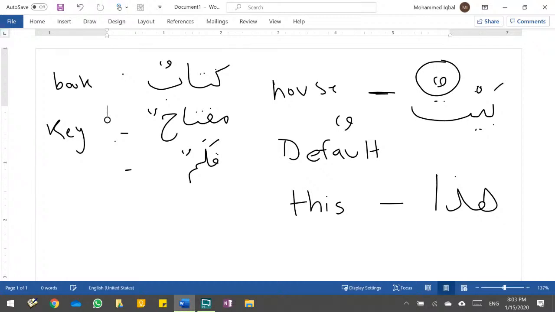Qalamun means pen. In the Quran, Allah subhanahu wa ta'ala says, Noon wal qalami wa ma yasturun. I swear by the pen and what they write with it. This is qalam. It's the first verse of Surah Qalam.